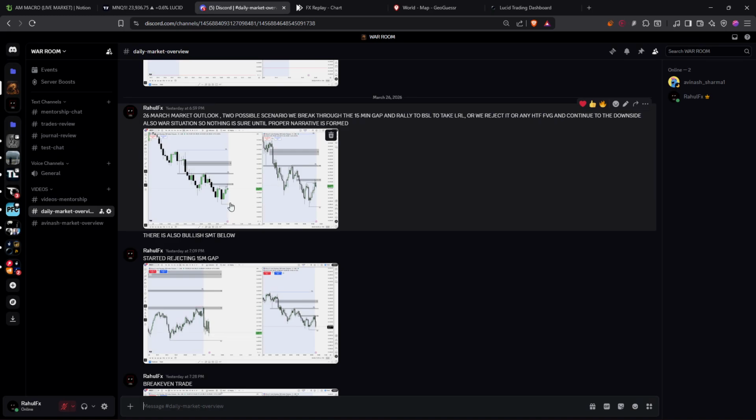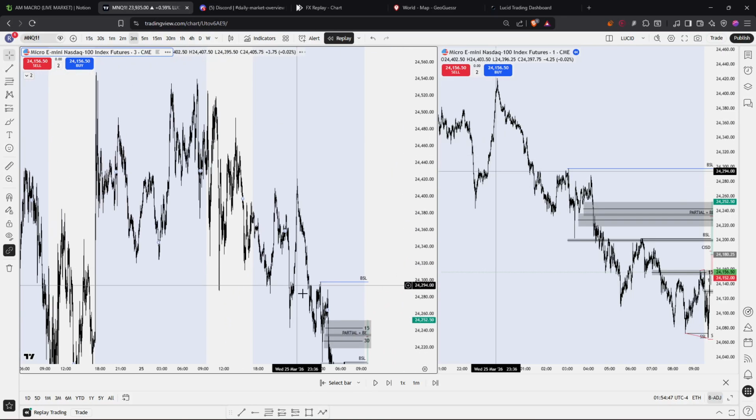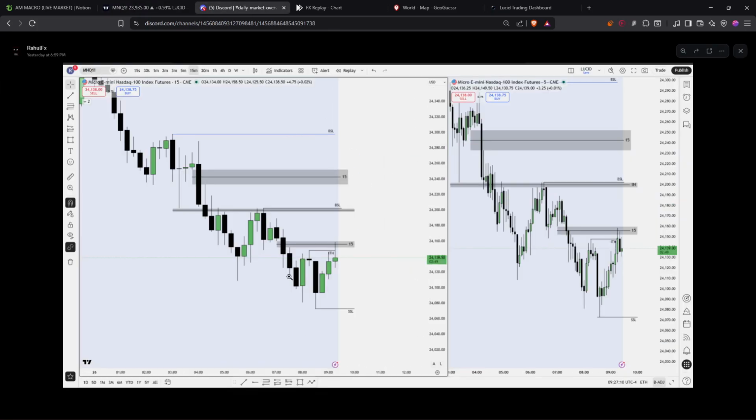So going on to the day, higher time frame, as you can see, market outlook, two possible scenarios. First was we could either break through this 15-minute gap and continue to the upside, then eventually take out the buy side liquidity and go and take out all this low resistance liquidity present to the upside of us. And the second scenario which could happen is we could start rejecting this 15-minute gap and take out the sell side liquidity and continue to the downside.